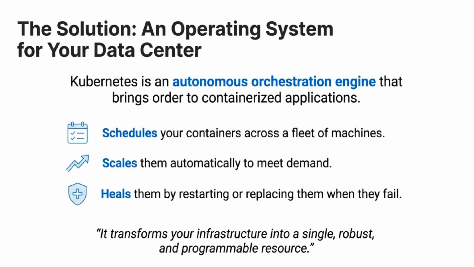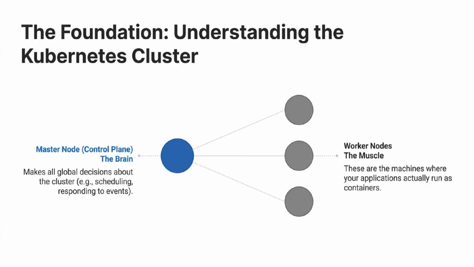Now let's look at the foundation of everything, the Kubernetes cluster. At the center of it all, you have the master node, also known as the control plane. This is the brain of the entire system. It makes all the global decisions for your cluster, scheduling, monitoring, and responding to different events. Then you have the worker nodes. These are the muscle. These machines are where your applications actually run as containers. The brain decides, the muscle executes. Together, they form a coordinated self-managing system.